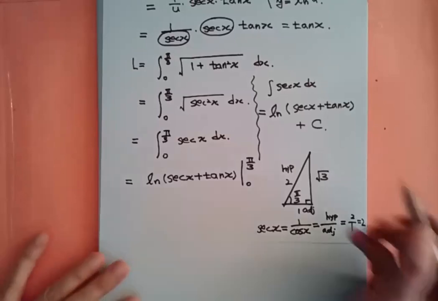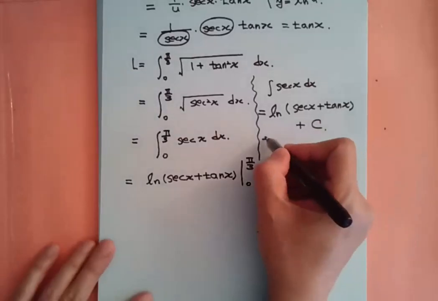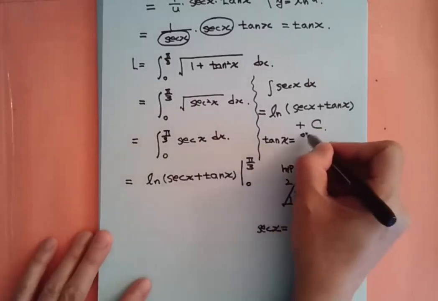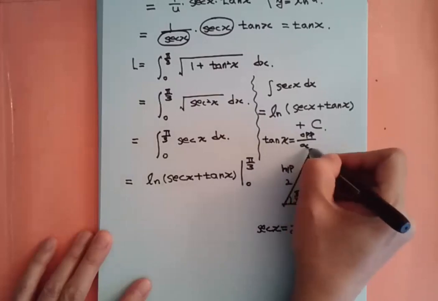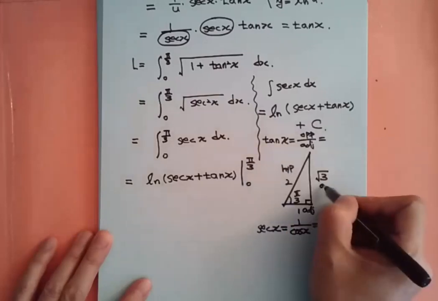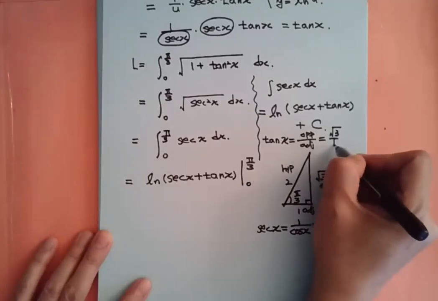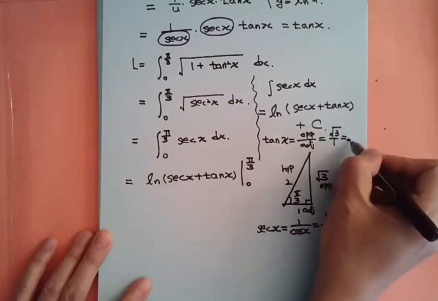And we want to calculate tangent of x. Tangent of x is opposite over adjacent. So this is the opposite. And so square root of 3 over adjacent is 1. So that is square root of 3.